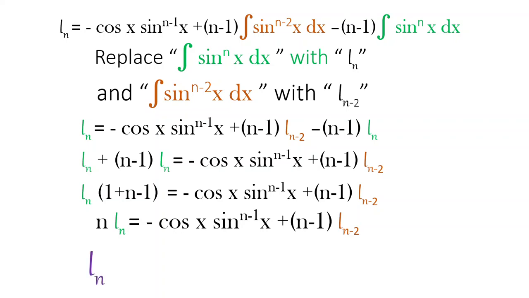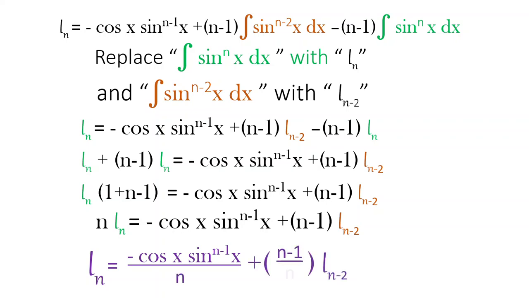So we end up with I_n is equal to that term over n plus (n minus 1) over n multiplying I_(n minus 2), and that's our reduction formula.